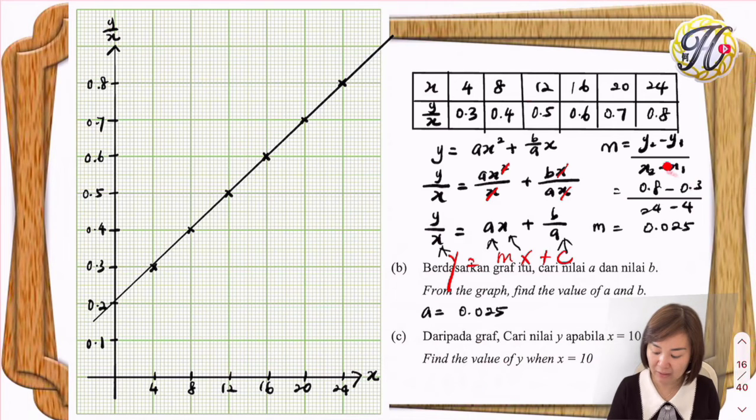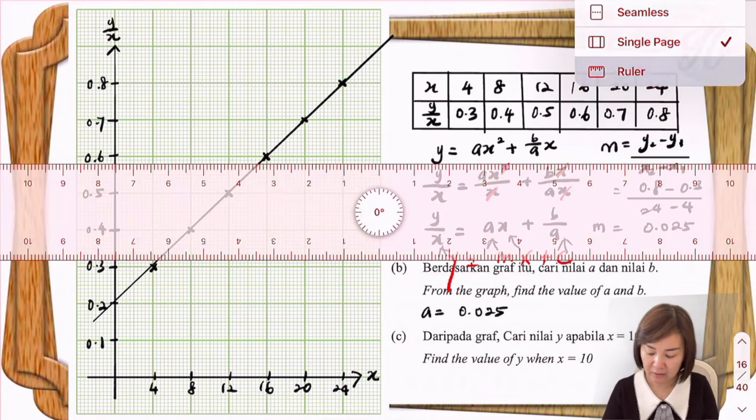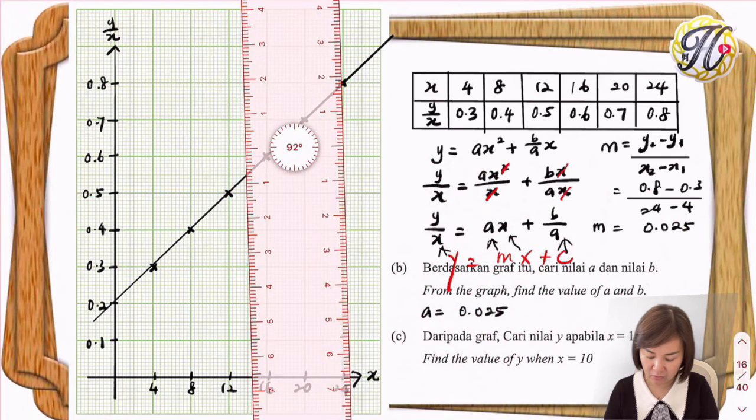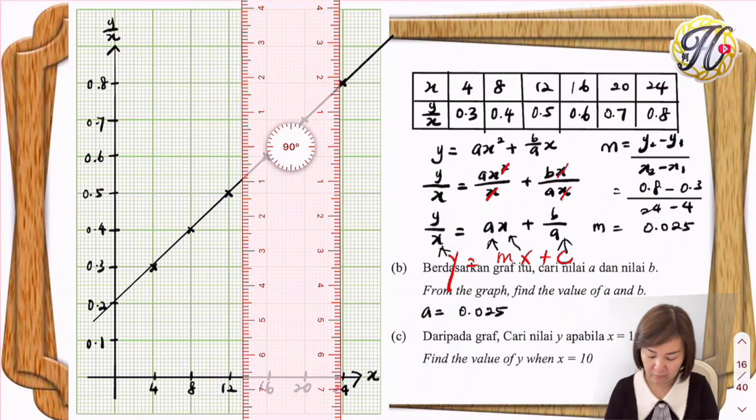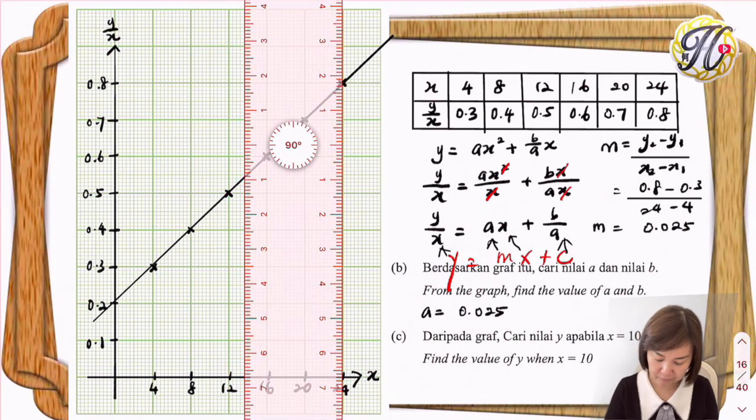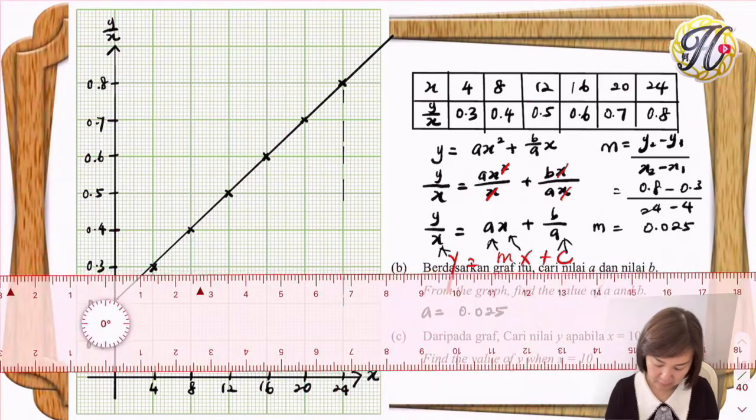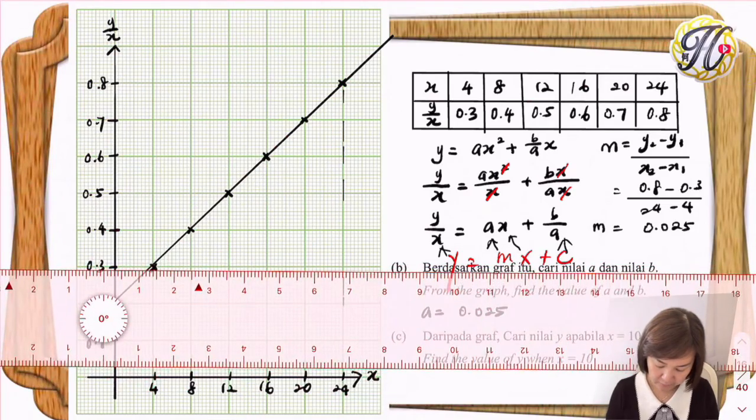Tetapi mesti tunjuk langkah kerja di mana macam mana kamu dapatkan m. Ataupun boleh buat di sini. Walau segitiga seperti biasa, normally how you going to get the gradient, right? Normally you just draw the triangle, right? y2 minus y1. This one, normally we take the biggest, right? Okay, bahagi dengan yang ini. Kita buat yang ni ya. Ambil segitiga ni.